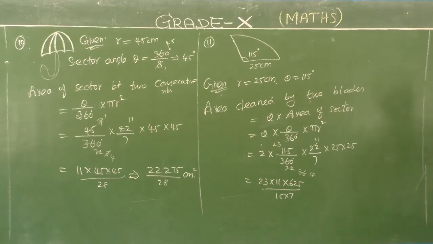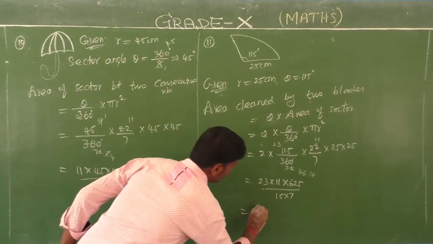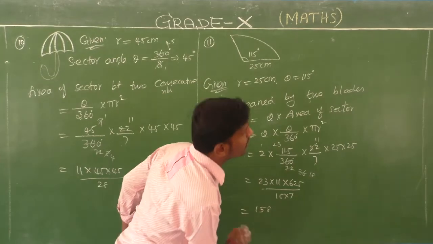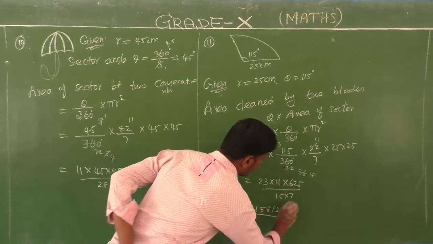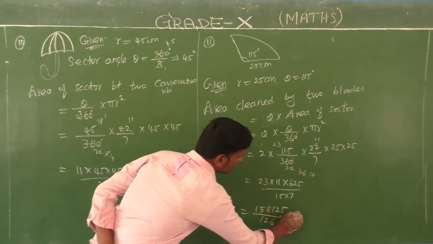And next multiply by 2. 5 2s are 10, remainder 1. 7 2s are 14 plus 1, 15, remainder 1. 8 2s are 16 plus 1, 17, remainder 1. 6 2s are 12 plus 1, 13. So we get 158,125. Yes? 158,125, whole divided by 18 into 7, which is 126.